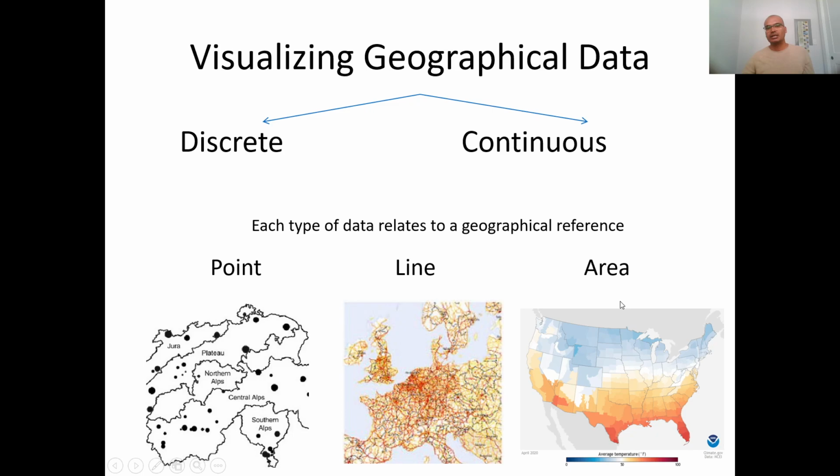you have the vector model and the raster model, and depending upon your geographical data nature, whether it is discrete or continuous, you have to choose the model, and within the model depending upon the information. If it is one-dimensional information, you can use line. If it is zero-dimensional information, you can use point. If it is two-dimensional information, you can use area. You can even add volume also and make your data three-dimensional.